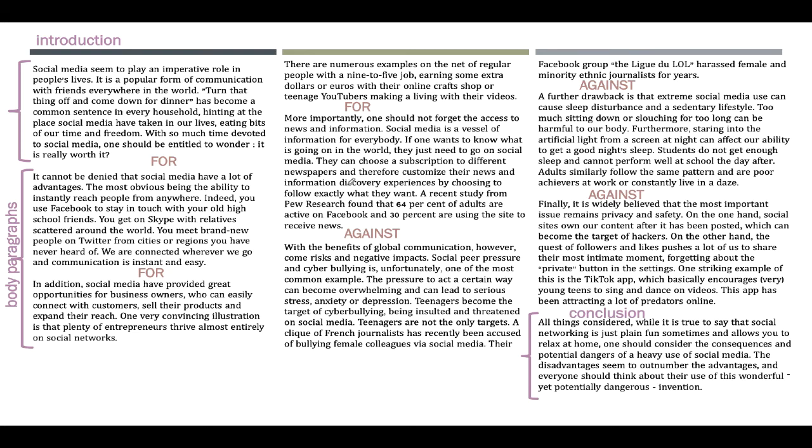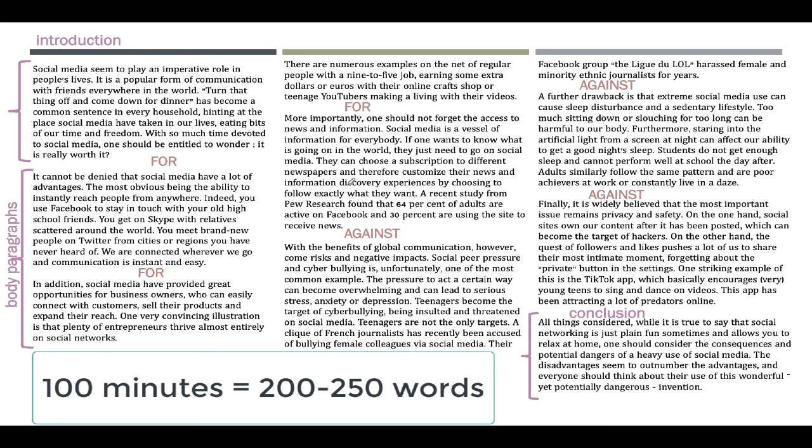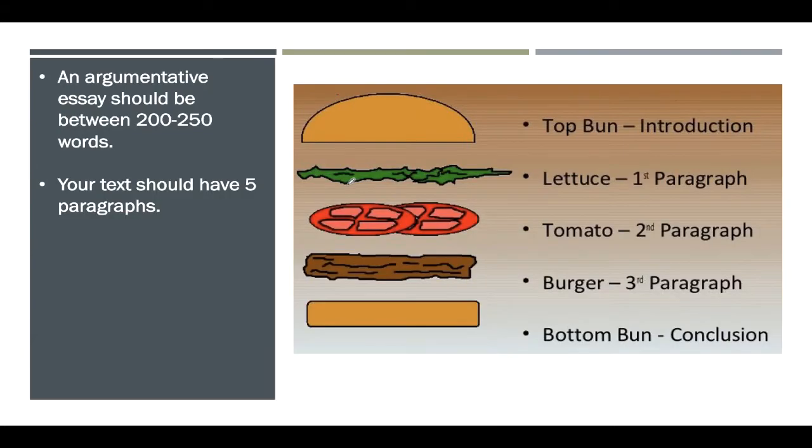It's too long. You will have 100 minutes to write your for and against essay. In these 100 minutes, you should be able to write between 200 and 250 words. Your text should have 5 paragraphs. To remember the structure, remember this hamburger structure, in which you have the top bun, the introduction, the lettuce for the first paragraph, the tomato for the second paragraph, the burger for the third paragraph, and then the bottom bun for the conclusion. So remember the burger for the structure of your text.